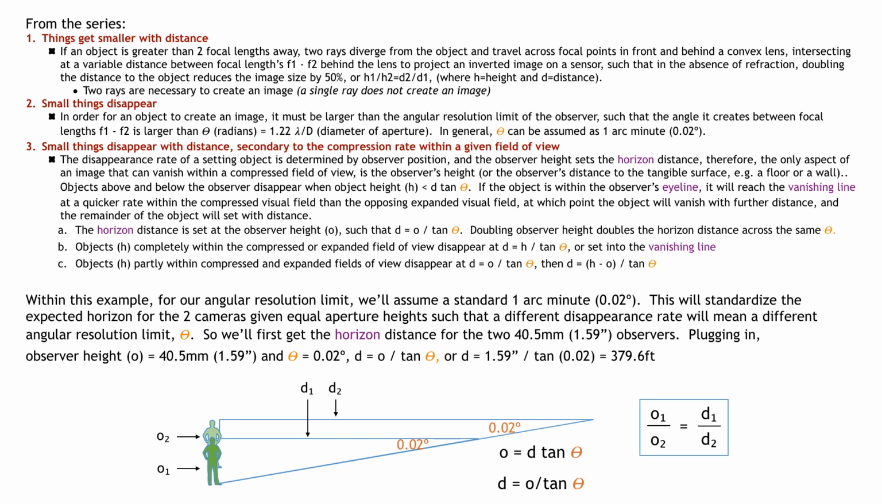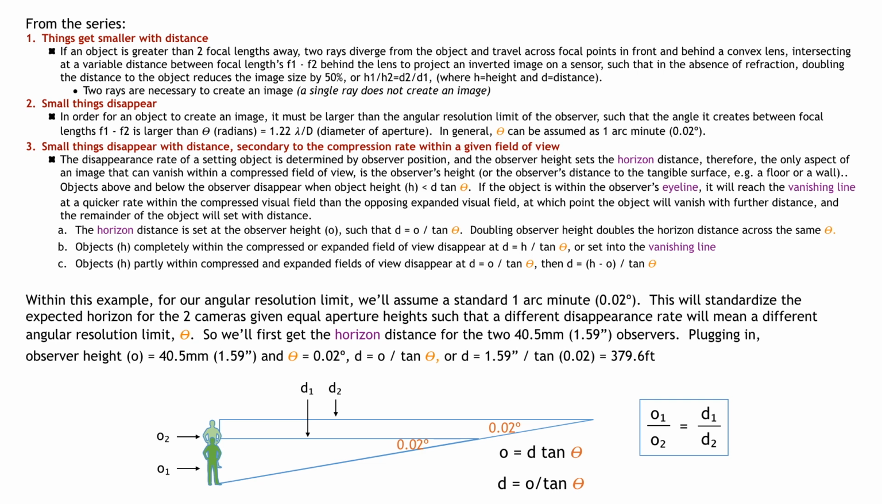So for calculations, the horizon distance is set at the observer height O, such that d equals the observer height divided by tangent theta. Doubling the observer height will double the horizon distance across the same angle using similar triangles. Secondly, objects of a particular size h completely within the compressed or expanded field of view disappear at a distance equal to the object size divided by tangent theta, or they set into the vanishing line.